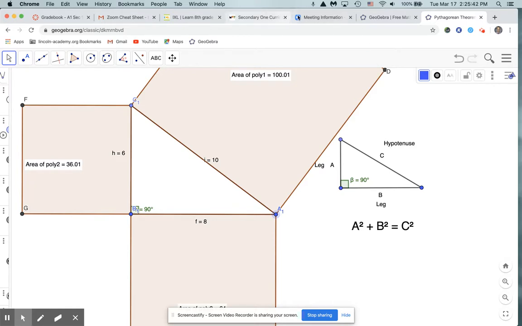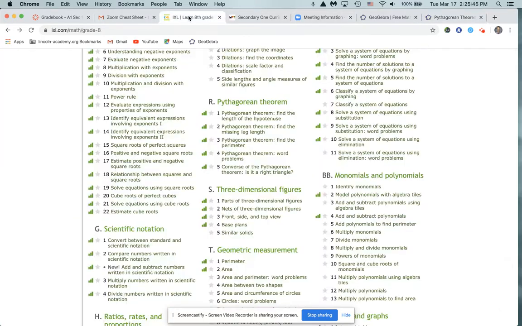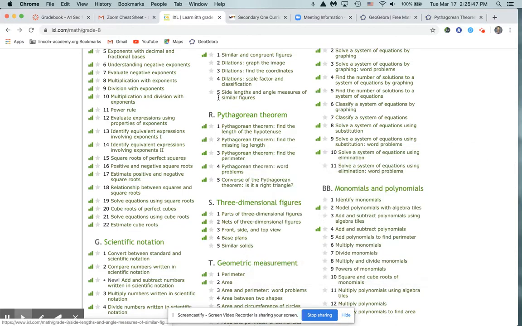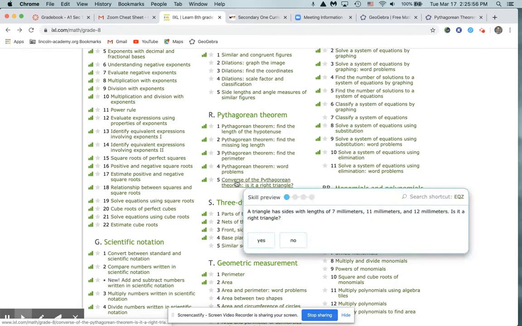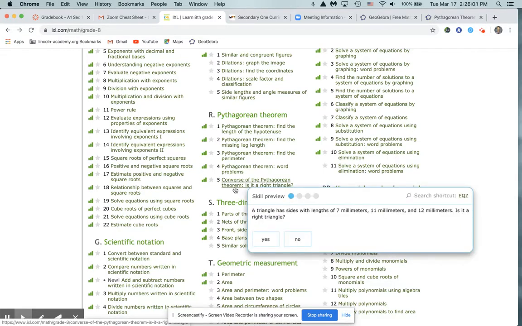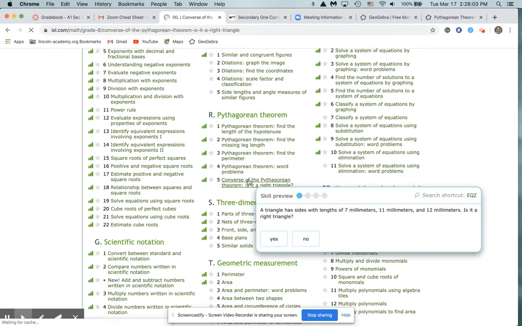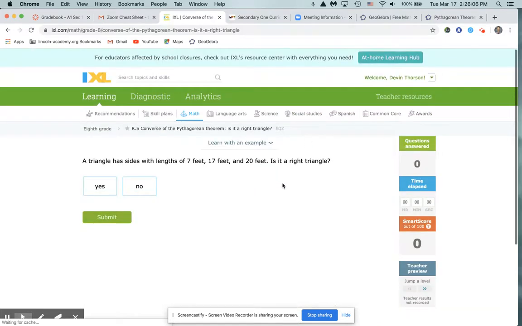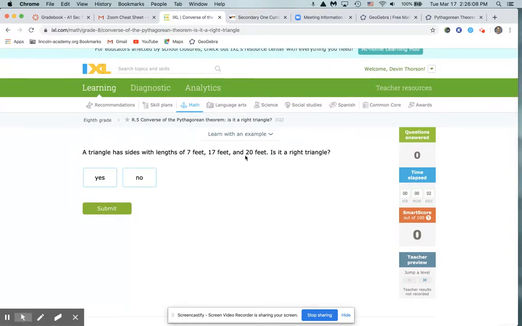Let's show you what I would like you to be doing in today's iExcel lesson. Under the 8th grade tab, under Pythagorean's Theorem, which is section R, you should have already done 1, 2, and 4. If you have not done them, you need to go do them. Once you have those completed, we're going to assign 5 today, which is the converse of Pythagorean's Theorem. So again, what that's going to have you do is it's going to give you 3 lengths of a triangle. It wants you to tell me or the program if it is a right triangle or not.